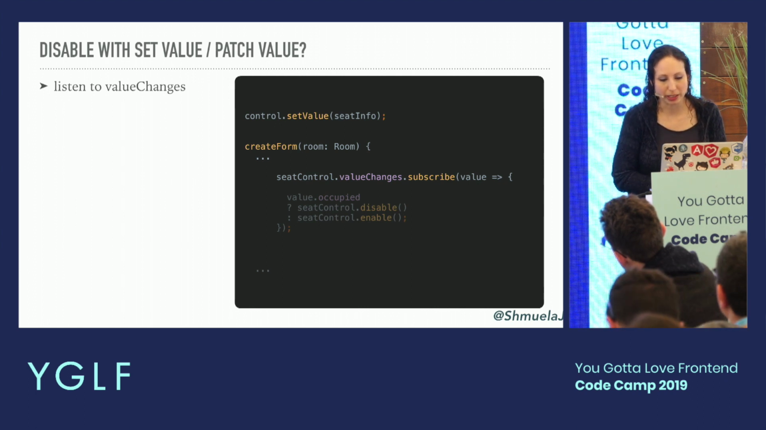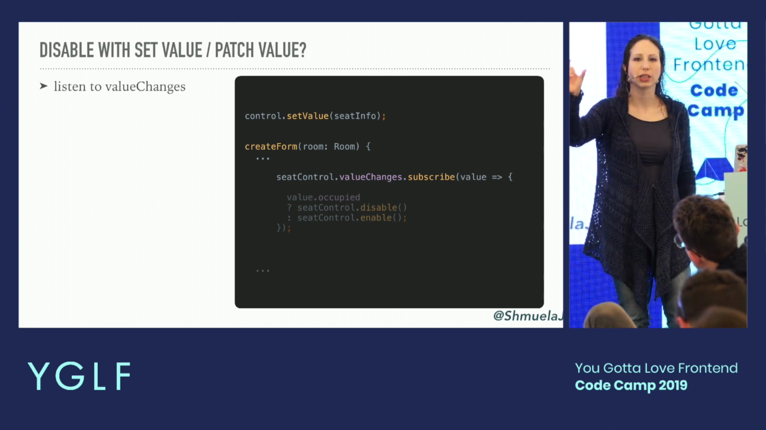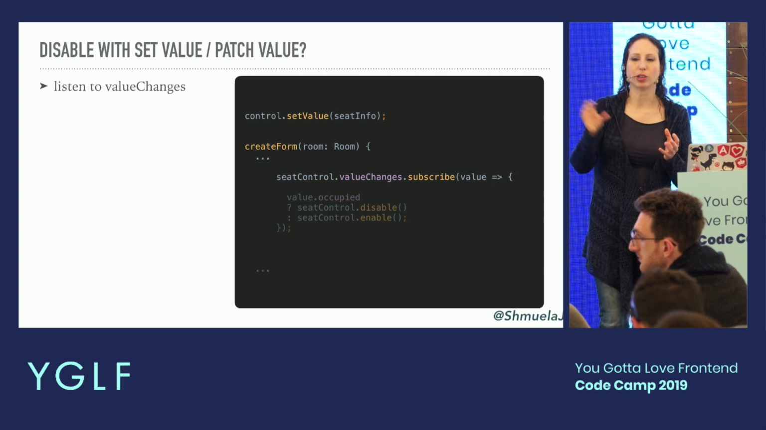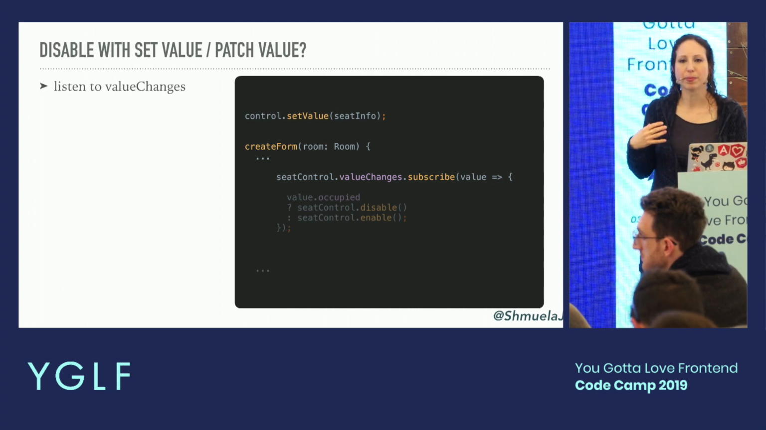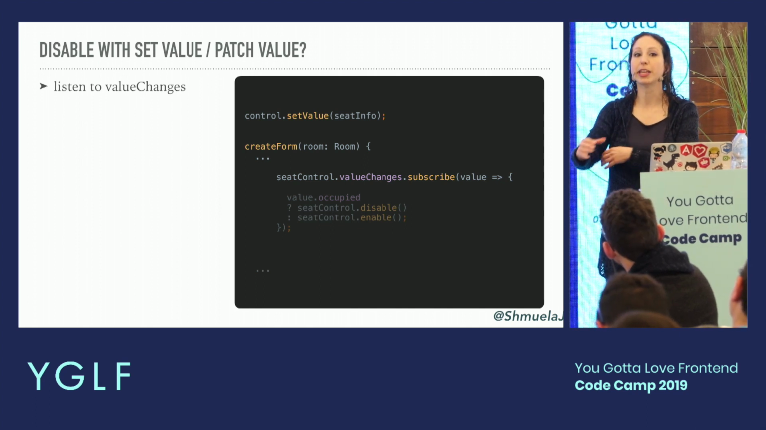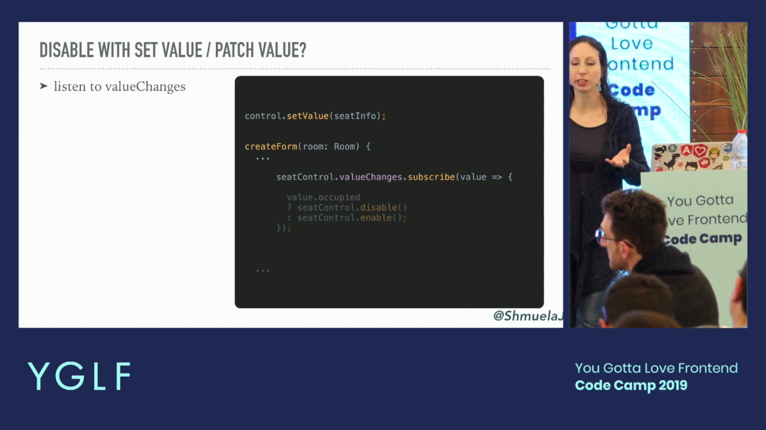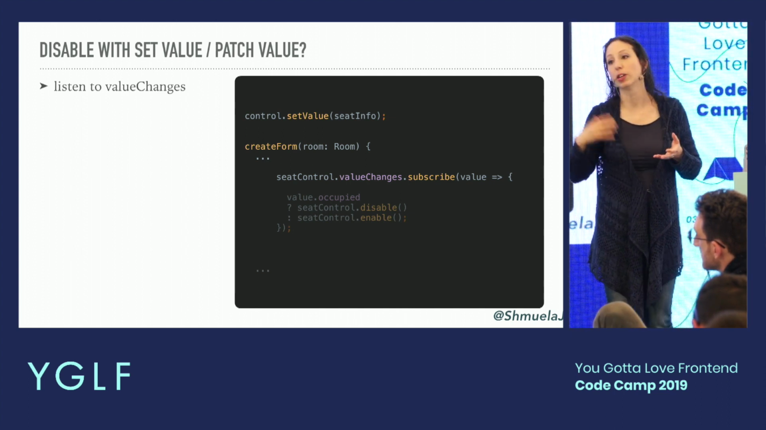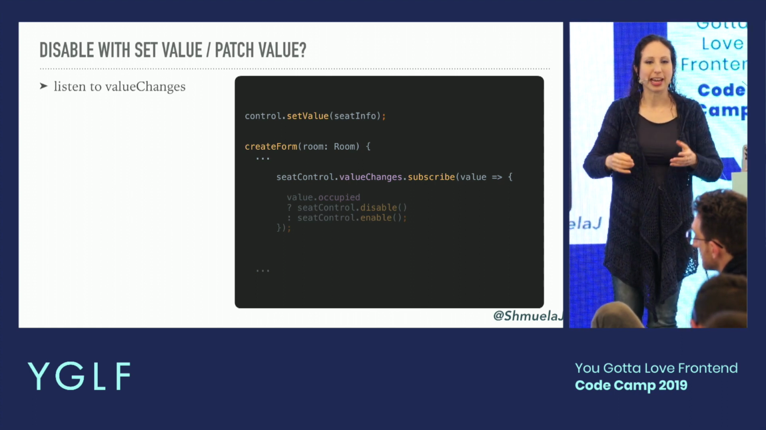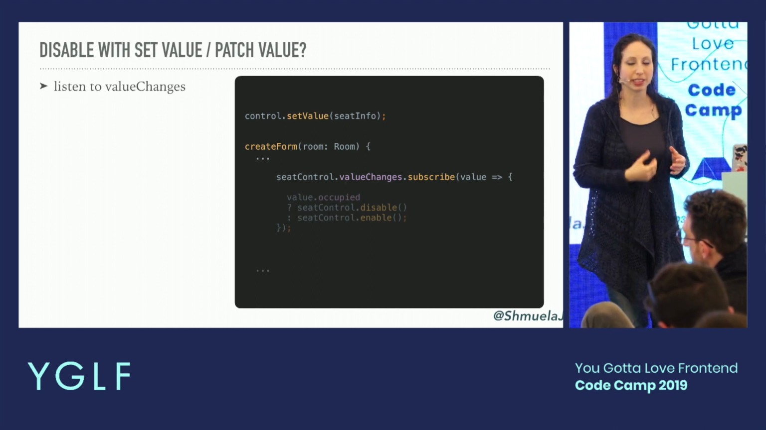And what else could we have done? If you do choose to hold the disabled value on the form control, then maybe you do want to use set value or patch value, but then you will have to pass the whole object, which will include also whether it's selected or not. So you're not getting that from the server. Well, maybe you are, but you have to, again, pass the whole object and then subscribe to the value changes observable that we have on each control.